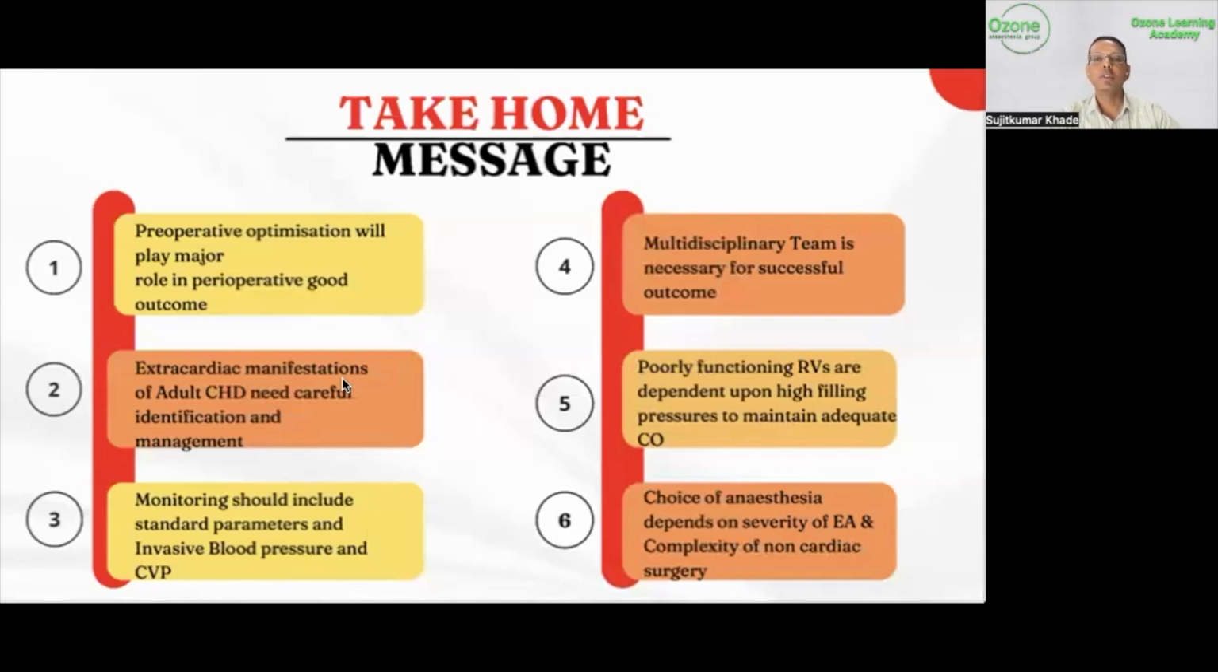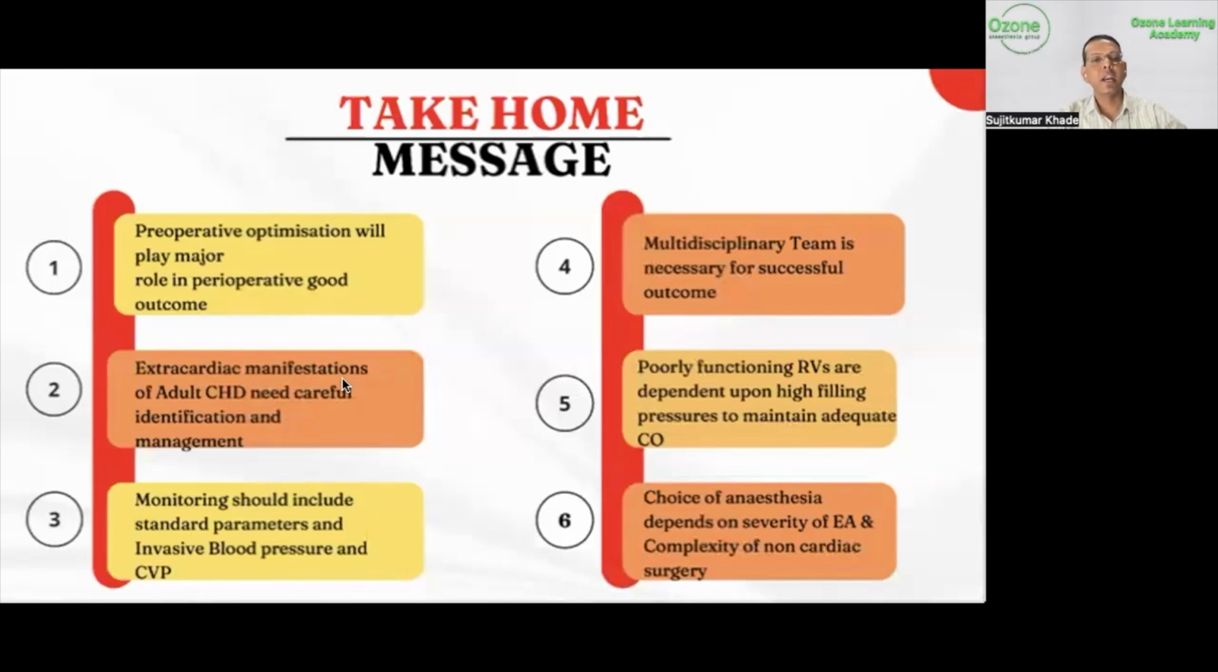Important take-home messages from this case are: preoperative optimization plays a major role in good perioperative outcome. So preoperative coagulopathy testing is required in adult congenital heart disease patients. Extra-cardiac manifestations of adult congenital heart diseases need careful identification and management. These patients are at high risk of stroke perioperatively, so we need to expect that and manage accordingly. Monitoring should include standard parameters and invasive blood pressure and CVP.